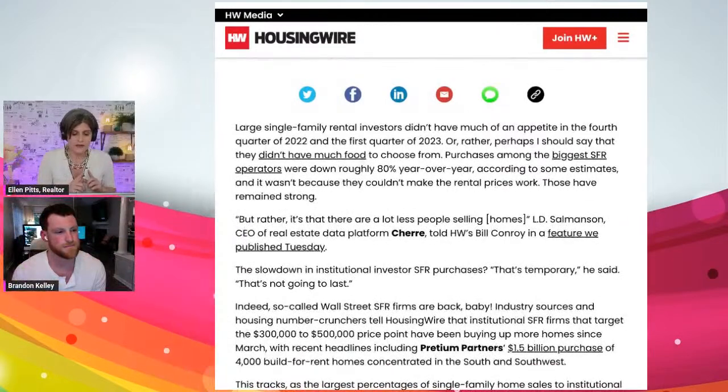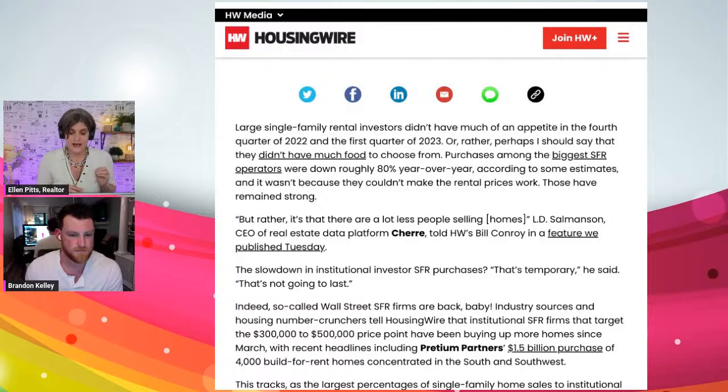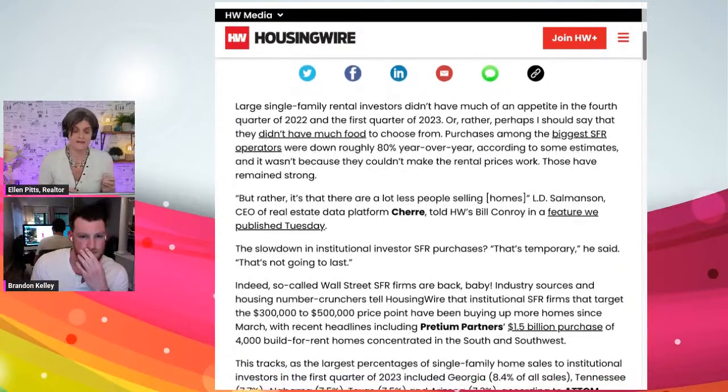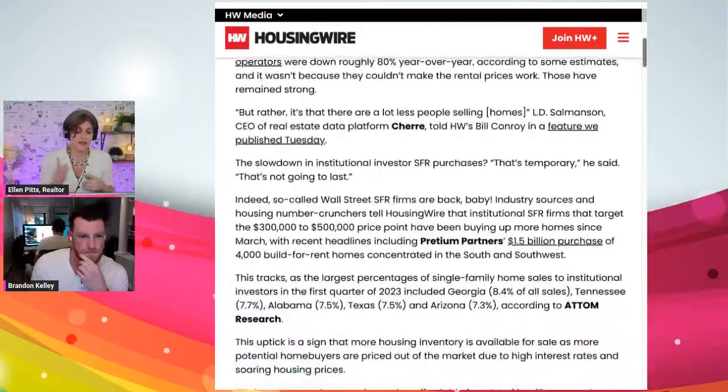Large single family rental investors didn't have much of an appetite in the fourth quarter of 2022 and the first quarter of 2023, or perhaps I should say that they didn't have much to choose from. Purchases among single family rental operators were down 80% year over year, according to some estimates. And it wasn't because they couldn't make the rental prices work. The rental prices have remained strong. The reason is there were fewer people selling homes and they didn't have anything to pick from, so they stopped buying. The slowdown in institutional investor single family rental purchases is temporary. That's not going to last.